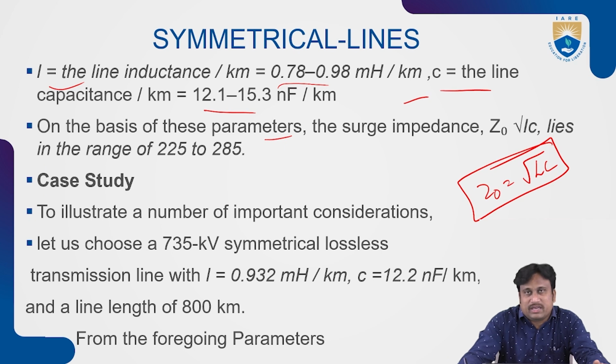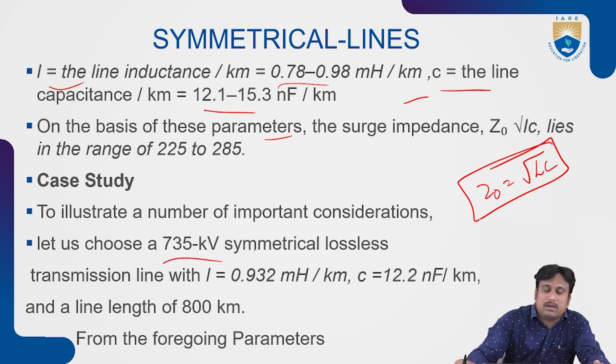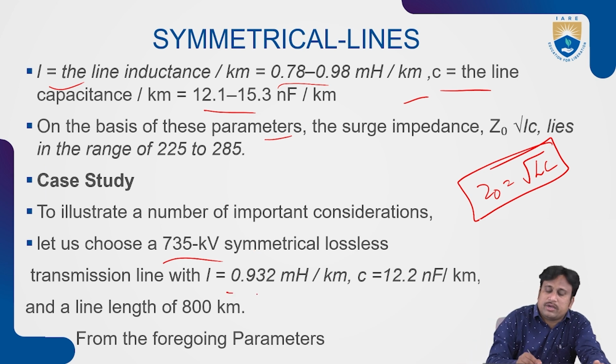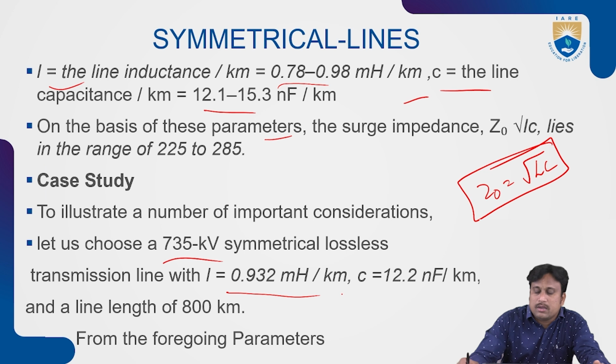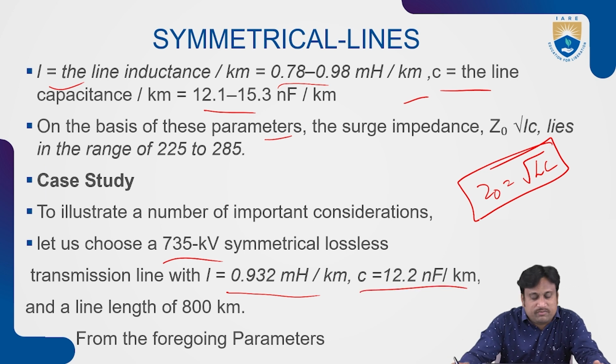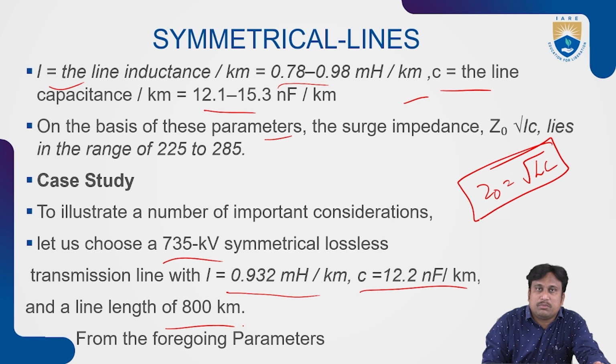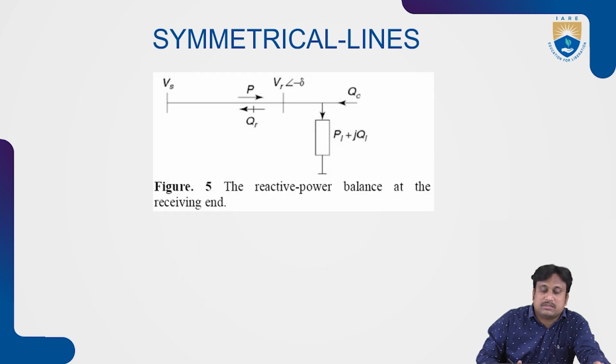When we make a case study of the line, to illustrate a number of important considerations, we should select a 735 kV symmetrical lossless transmission line with L as 0.932 millihenry per kilometer and C as 12.2 nanofarad per kilometer. A line length of about 800 kilometers is considered. With the values assigned to the particular line, the foregoing parameters are represented on the system.